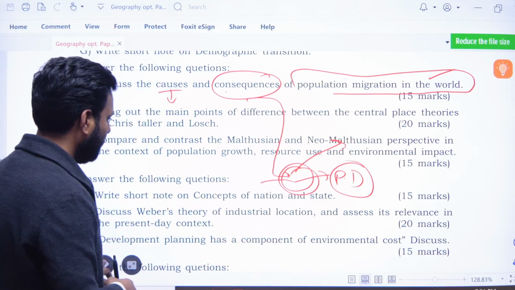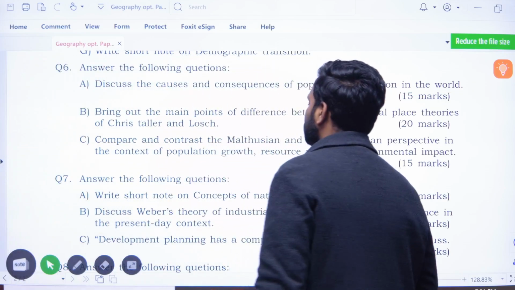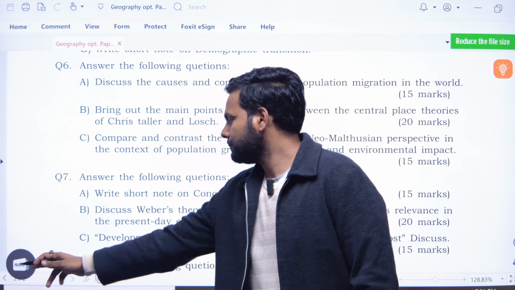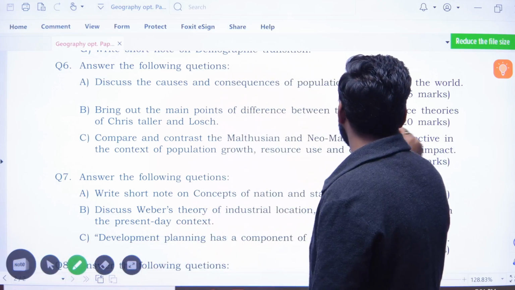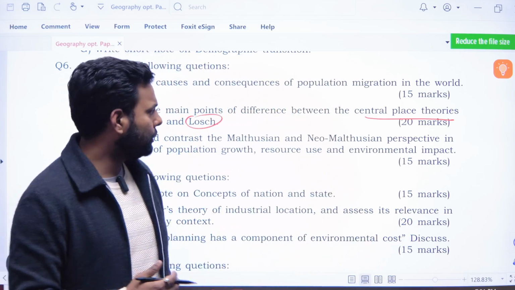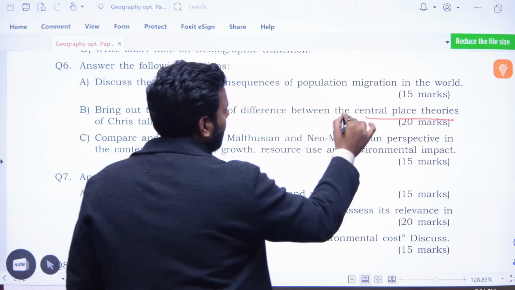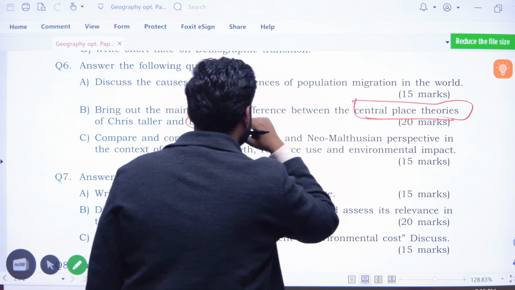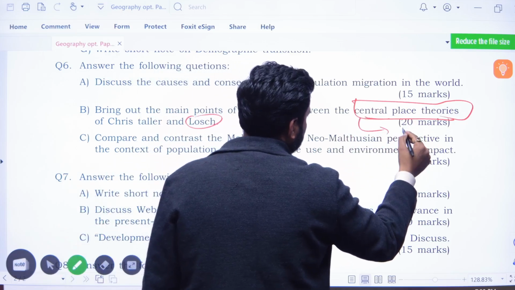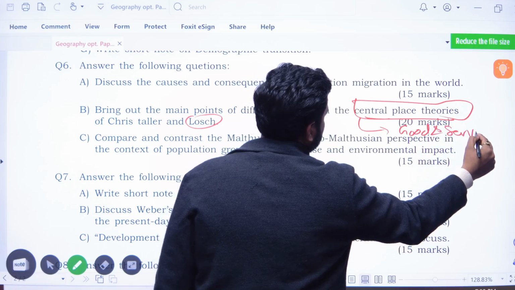Okay, now in the next question, bring out the main points of difference between central place theory of Christaller and Losch. We all know that central place theory is the theory of Christaller, based on supply of goods and services.